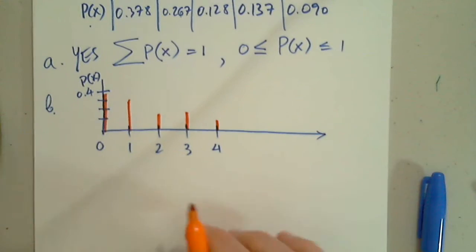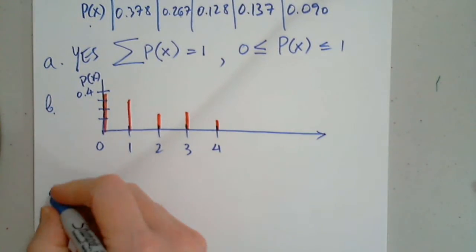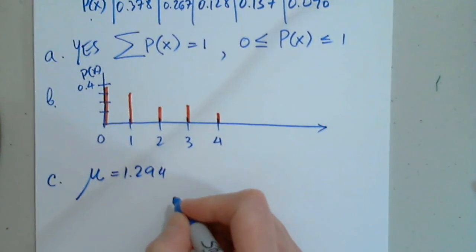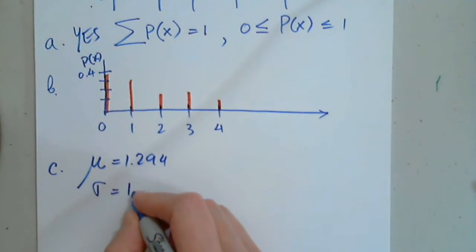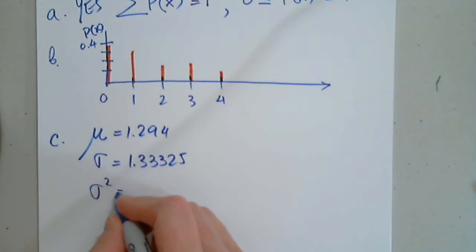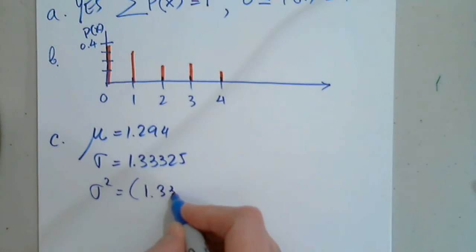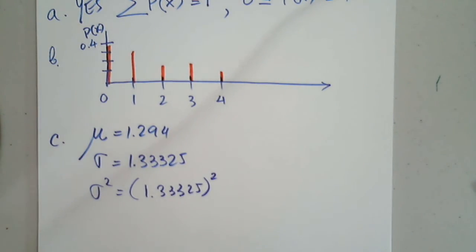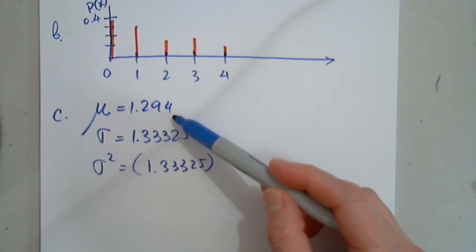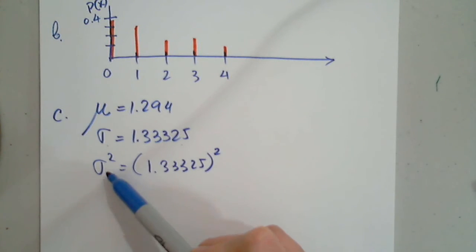So I will write for part C, and I'll stop sharing in a second. So I have mu is 1.294, and the standard deviation is 1.33325. And if they want me to find the variance, I'm just going to square that. So I'm going to stop sharing for a second. So you see what I wrote. So the mean is 1.294. The standard deviation is this, and the variance will be this number squared. And now I'm going to share again and go to the problem right here.